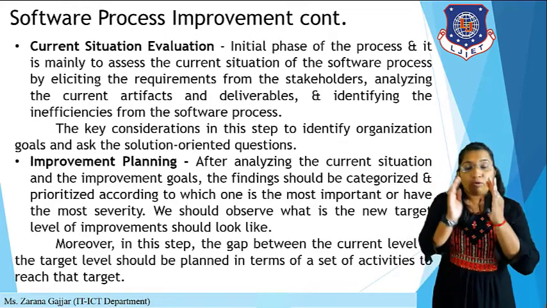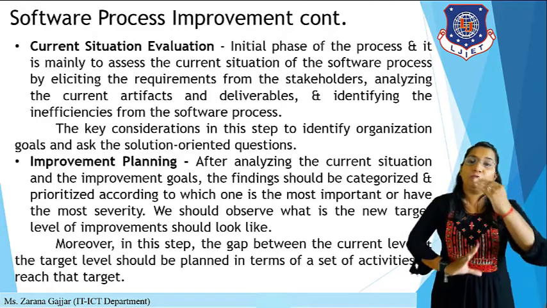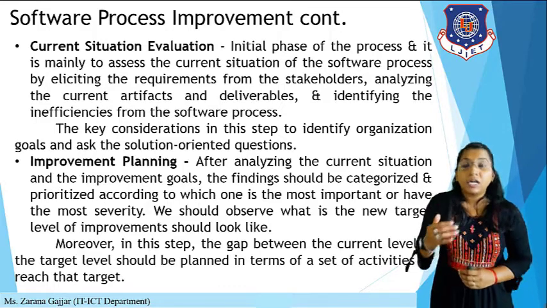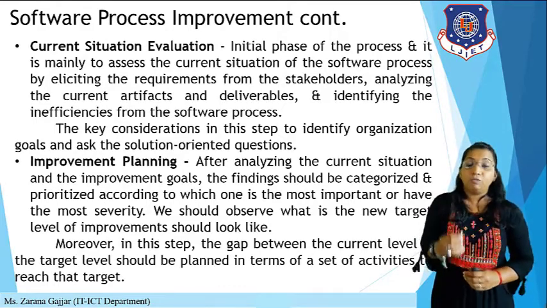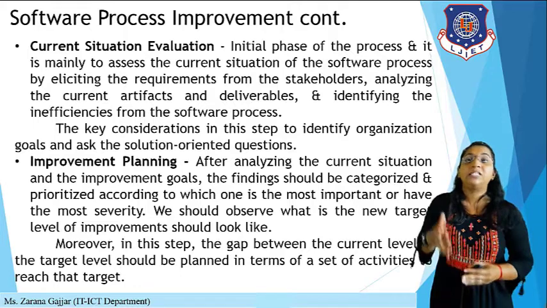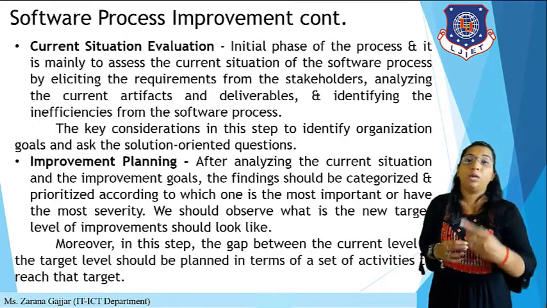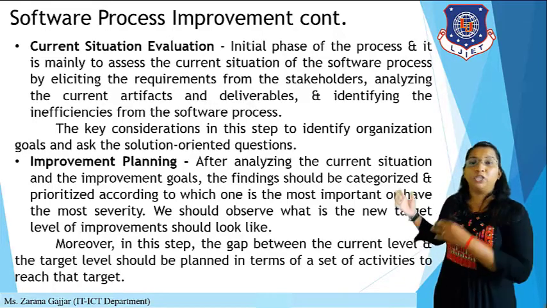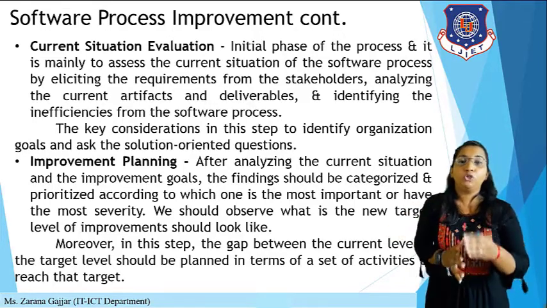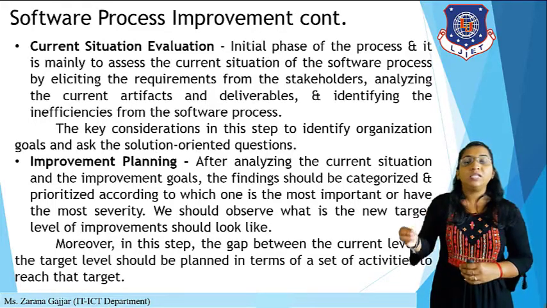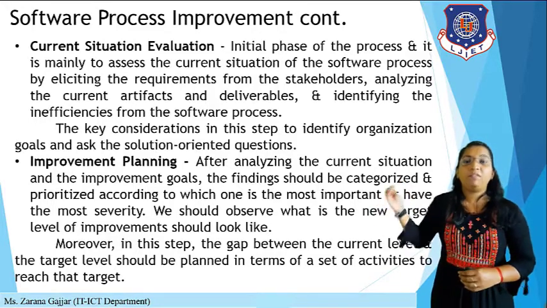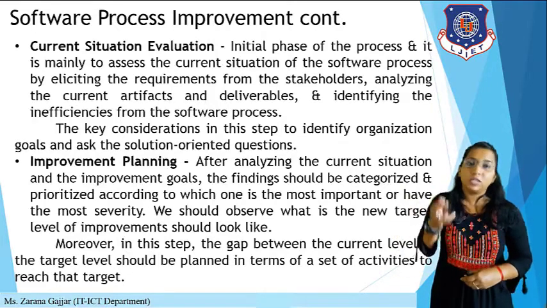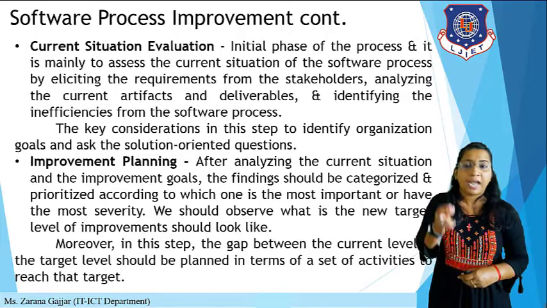Okay, then if you have done the current situation evaluation, now you have to perform some planning of improvement. So, the improvement plan. After analyzing the current situation and the improvement goals, the findings should be categorized and prioritized according to which one is the most important or has the most severity. We should observe what the new target level of improvement should look like. Moreover, in this step the gap between the current level and the target level should be planned in terms of a set of activities to reach that target.